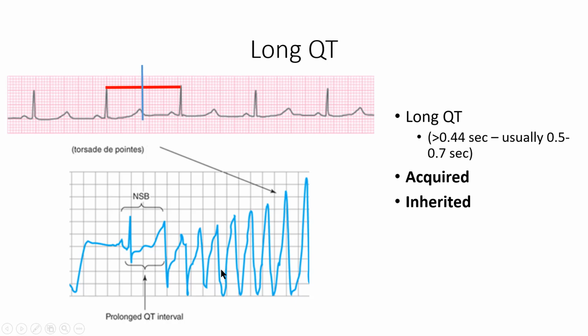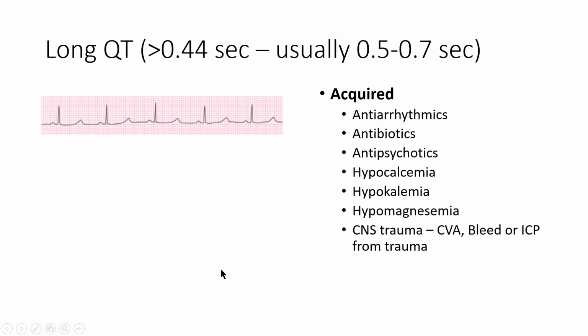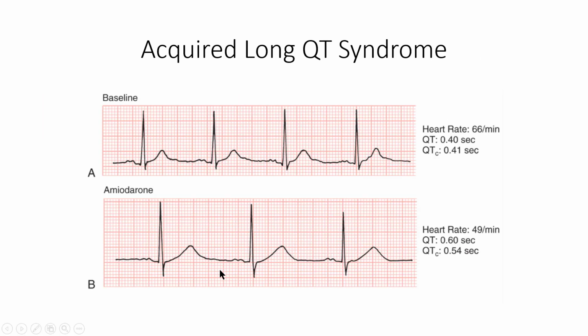Long QT intervals can be acquired or inherited. On the acquired side, we have the usual toxic metabolic customers, antiarrhythmics, and even common antibiotics and antipsychotics, as well as low calcium, potassium, and magnesium. Interestingly, we do see prolonged QT syndrome and ST segment abnormalities in cases of intracerebral hemorrhage. In the panel above, you can see a patient who underwent EKG, and their baseline study shows a normal QT interval. After they were prescribed amiodarone, you can see that their QT interval prolonged significantly to 0.54 corrected.